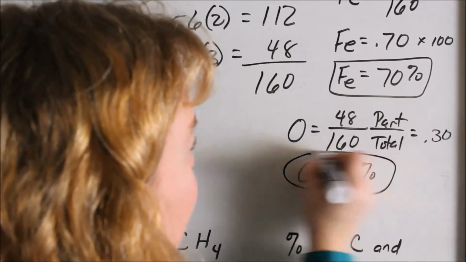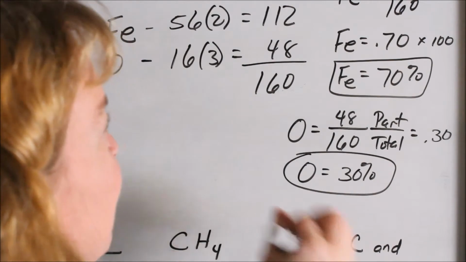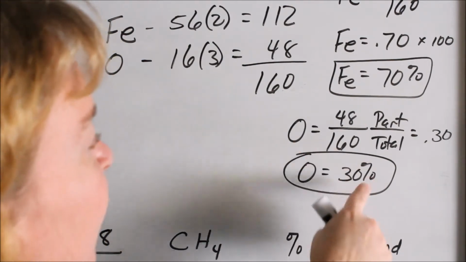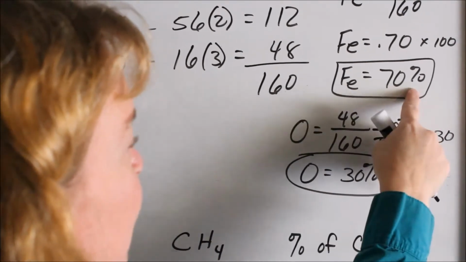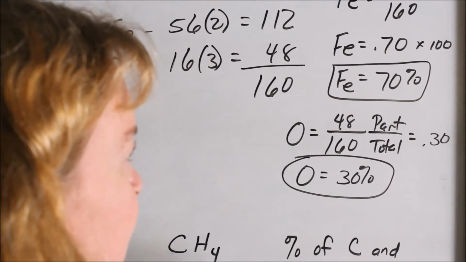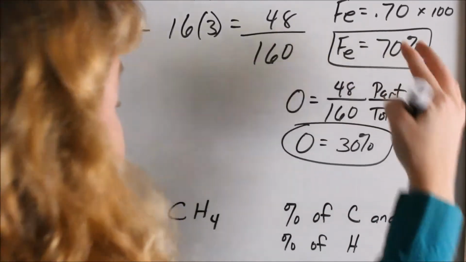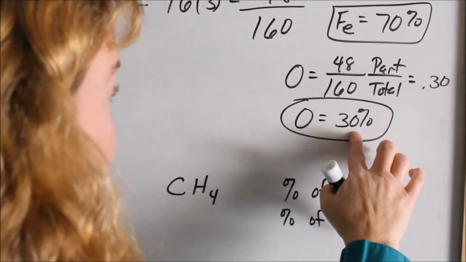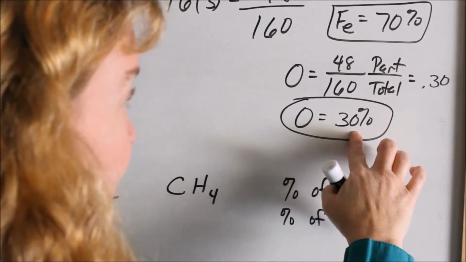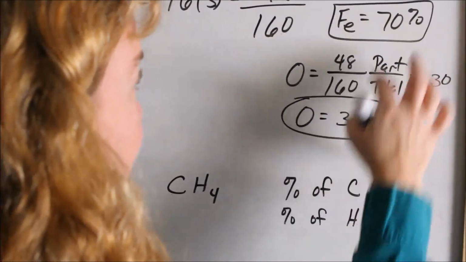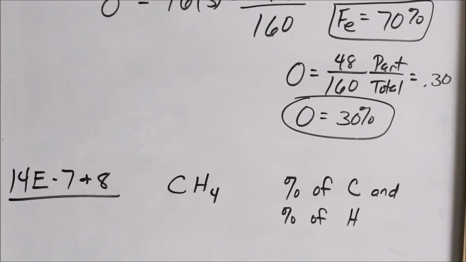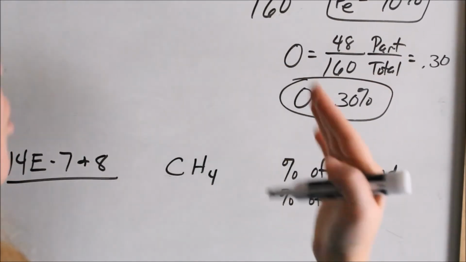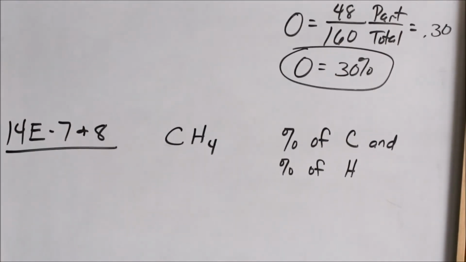And guess what? It should be 30% because if you only have iron and oxygen, these two things should add up to 100%. If I have 70% of iron, the rest should be oxygen if that's the only thing I have left. So if these two things don't add up to 100, you did something wrong, because these two elements should add up to be 100% of your compound.